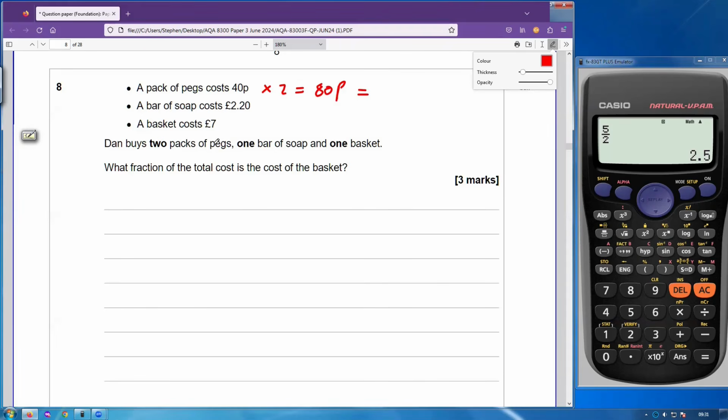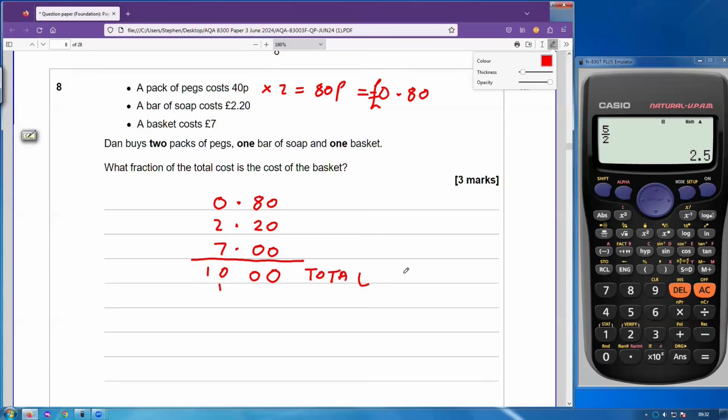We'll do it all in pounds, so you need to have the same unit. So we're going to make it 0.8 pounds, like that. So we can go 0.8 plus the £2.20 plus the £7. And I like to put the zeros in. You can use the calculator if you want, you don't need to. 8 and 2 is 10. 7, 8, 9, 10. So it's £10 altogether. I think we get 1 mark for that bit, 1 mark for this bit.